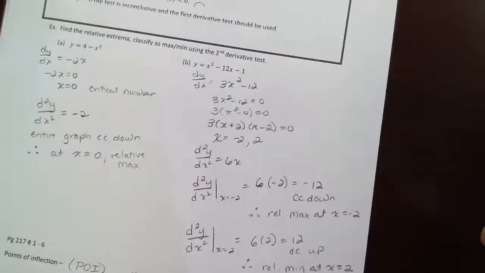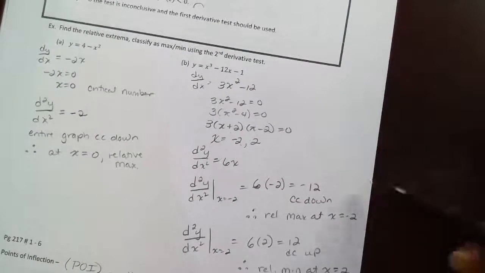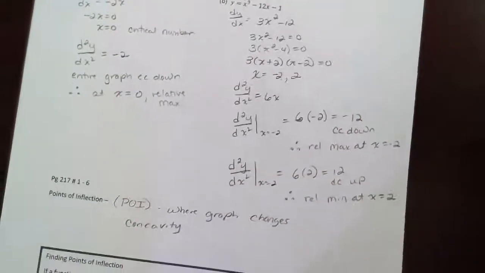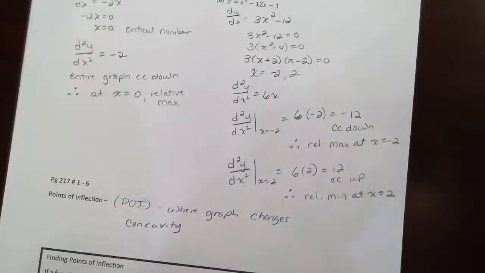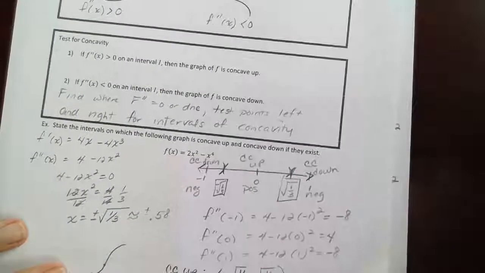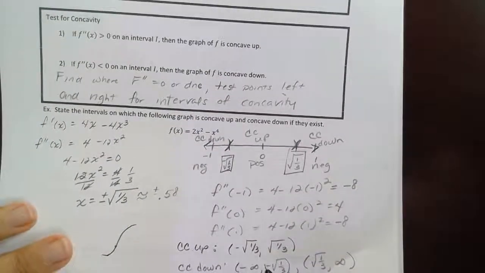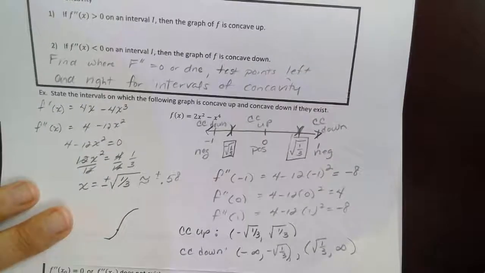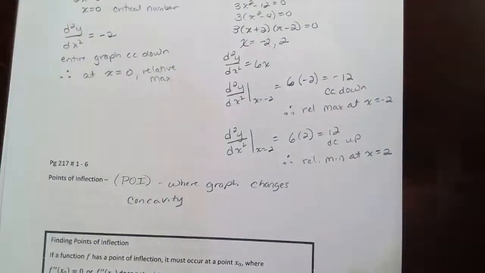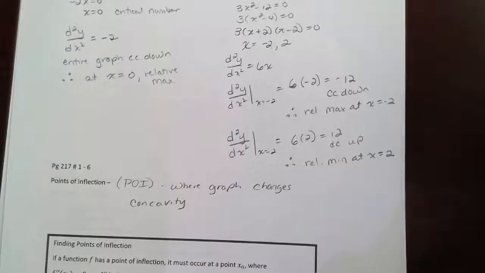So if we look back up at our previous problem, on the other page, I guess it was. We were concave up from negative square root of 1/3 to positive square root of 1/3 and concave down on either side of that. So our points of inflection would have occurred at negative square root of 1/3 and also another one at square root of 1/3. And in order to get the y value to go with them, we'd have to plug that back into the original function.